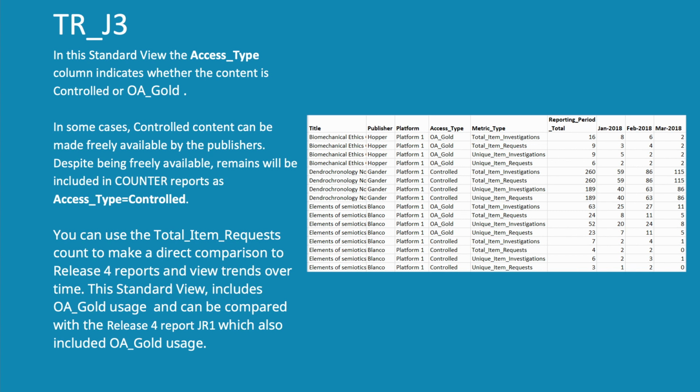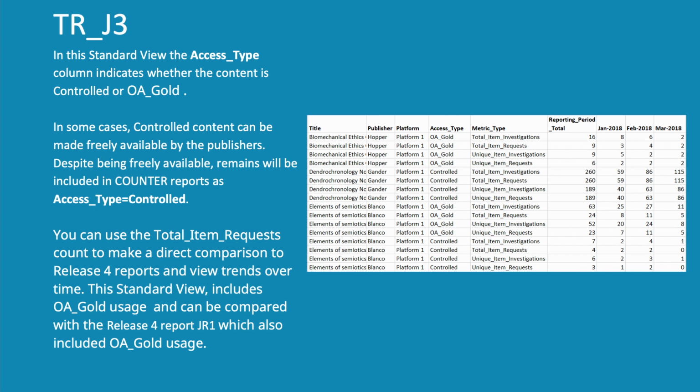OA Gold only covers content that is permanently freely available under an open license. Note that some journals, often called hybrid, offer both controlled and OA Gold content. For these journals, the two types of content are listed separately, so they will have 8 lines of metrics, 4 for OA Gold content and another 4 for controlled content. Here is an example. Again, for convenience, we have hidden some of the columns from view.